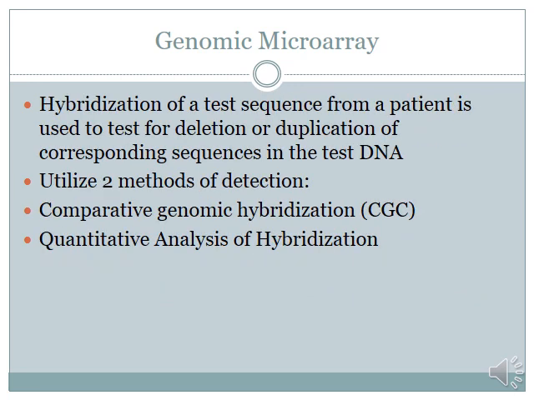Hybridization of a test sequence from a patient is used to test for deletion or duplication of corresponding sequences in the test DNA, and it utilizes two methods of detection: comparative genomic hybridization, CGH, or quantitative analysis of hybridization.